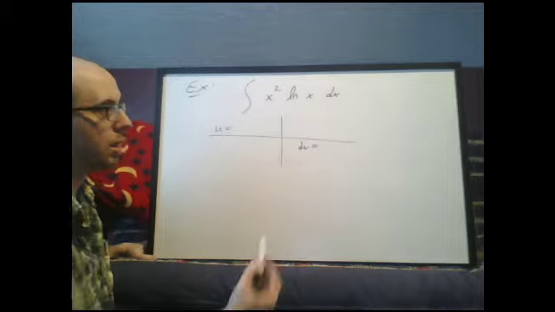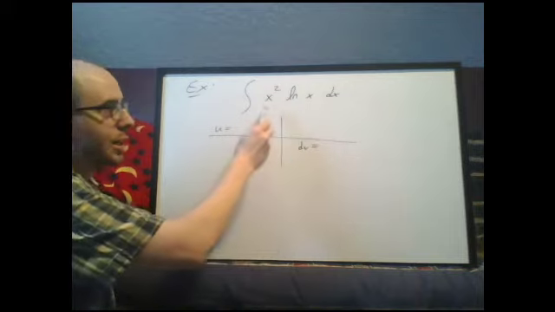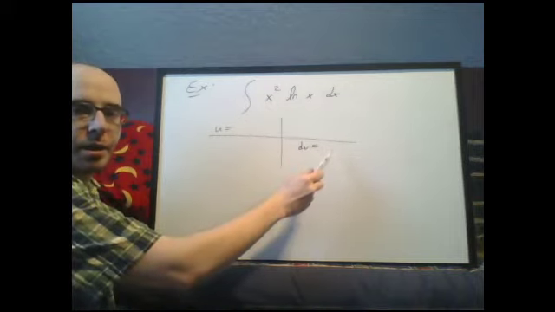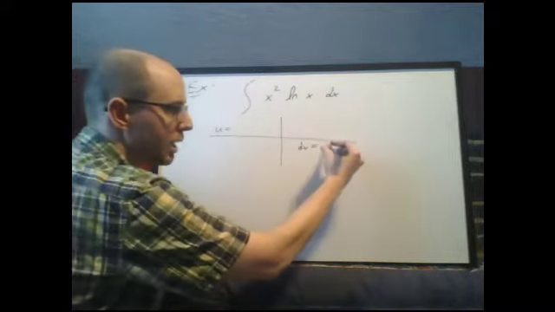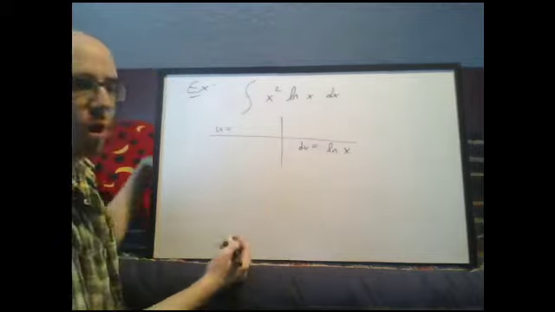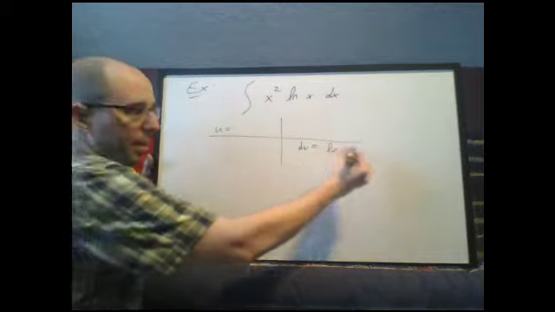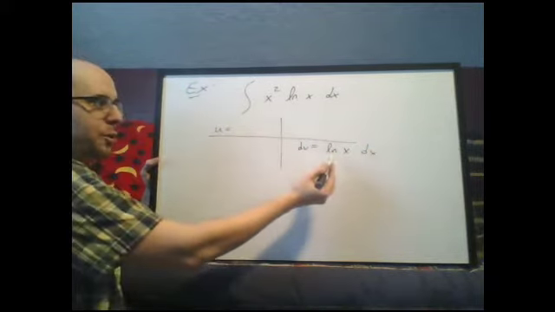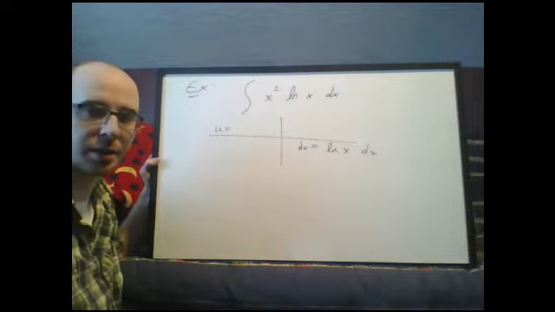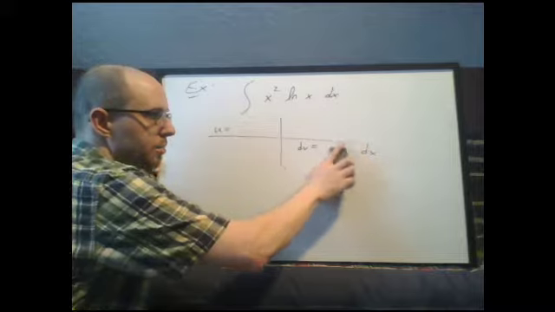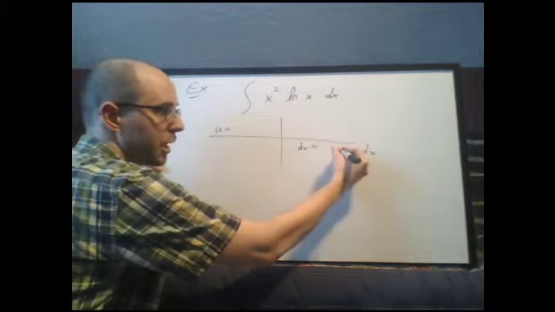So let's first think about which ones I'm allowed to put as dv. I'm allowed to put x squared as dv because I know how to integrate x squared. If I put ln x here, we don't have a formula for the integral of ln x. If I did that, I don't know how to integrate it to find v. So that's a dead end. I'd be stuck. So by process of elimination, I basically have to put x squared here.